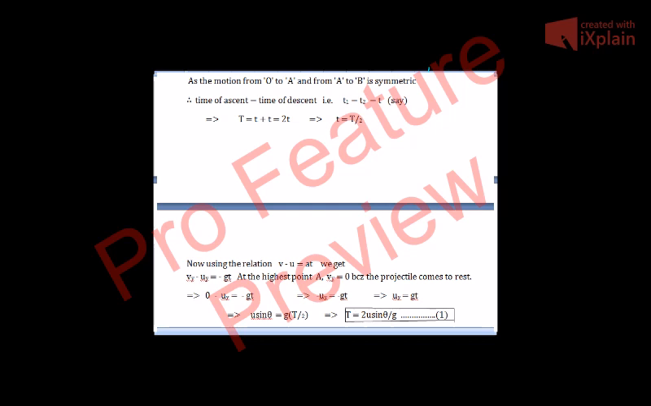So U sin theta will be equal to g, and when we substitute for small t that we have derived above, capital T by 2, this implies T is equal to 2U sin theta by g. So this is the time of flight.